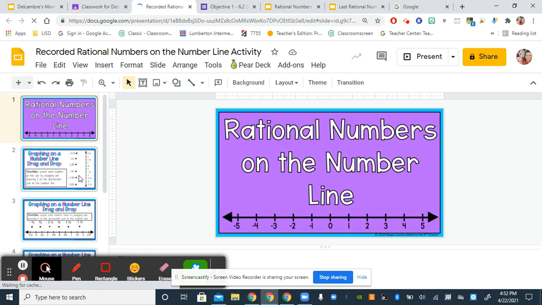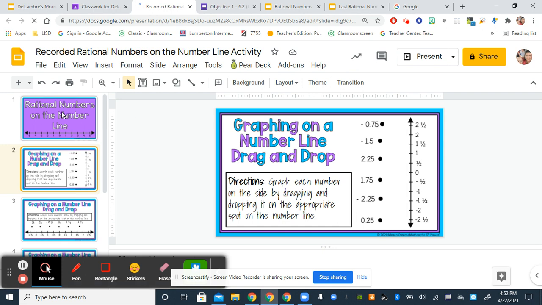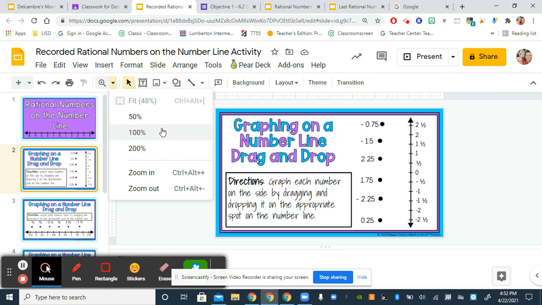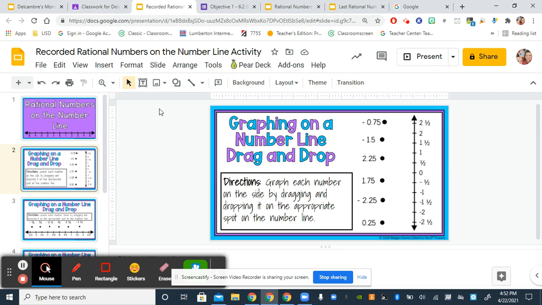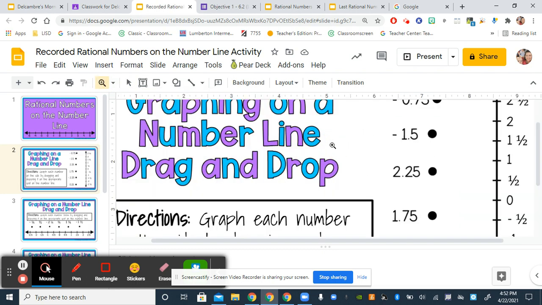Let's go through this Google Slides. We're graphing numbers on a number line. Graph each number on the side by dragging and dropping it to the appropriate spot on the number line. I'm going to zoom this in.